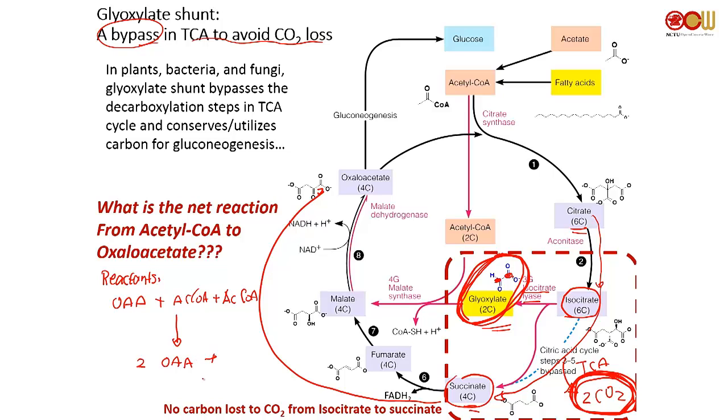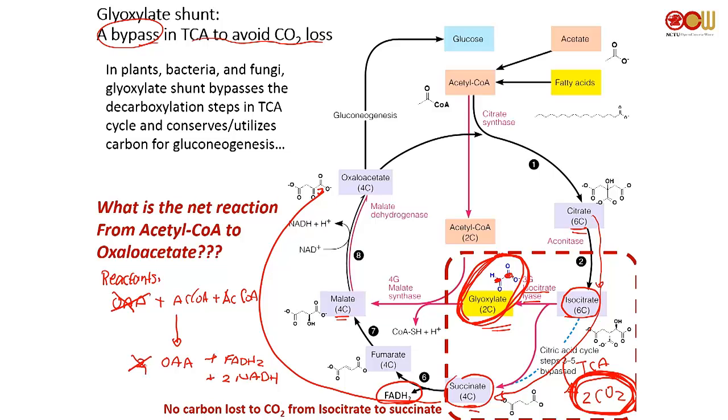You have 1 FADH2, right? Because succinate to fumarate. And you have 2 malate, so you have 2 NADH. Okay, so this is the net reaction, and obviously you can cancel this guy with 2.